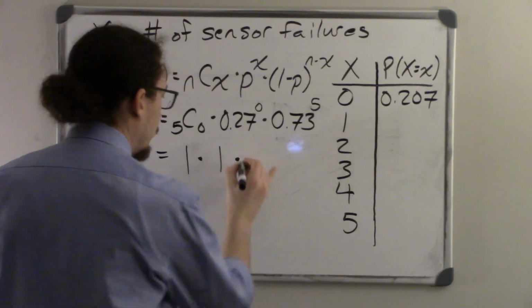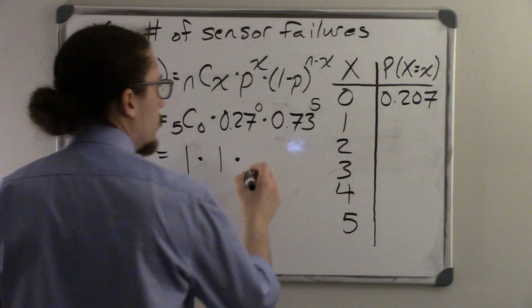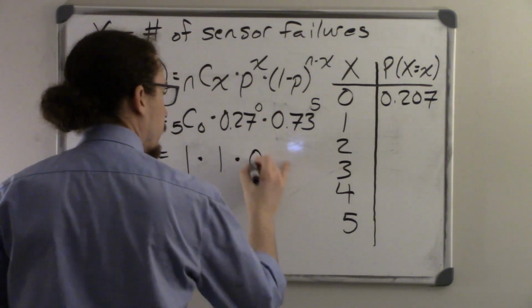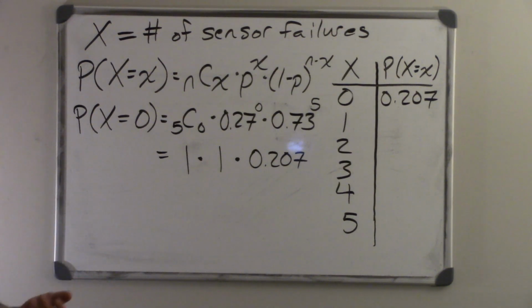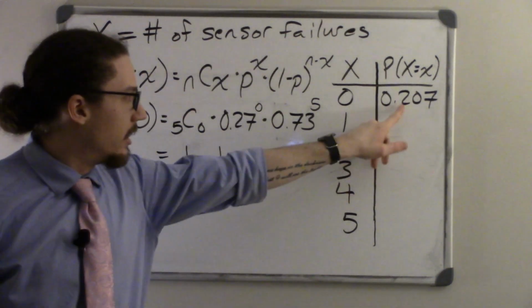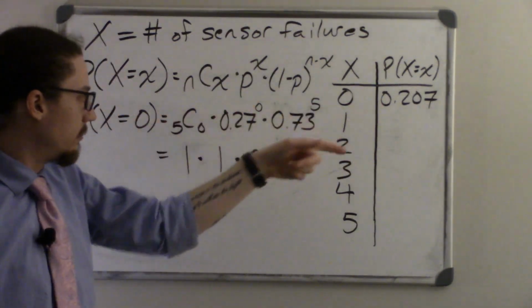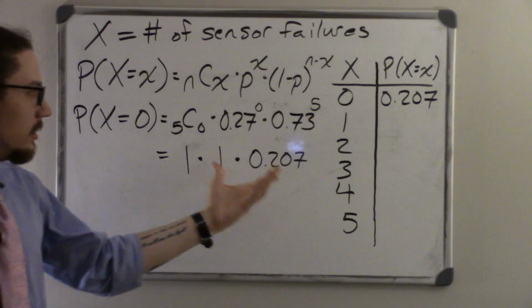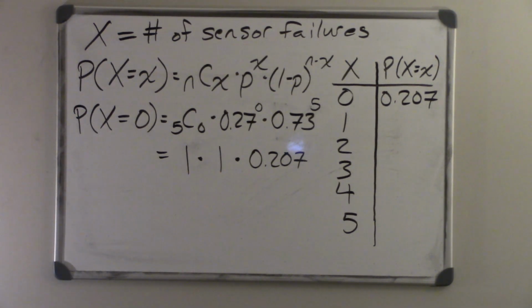Well, all that leaves is 0.73 raised to the 5th. If you just put 0.73 raised to the 5th into your calculator, you're going to get 0.207, which makes sense because obviously that has to be true if that is what we get from punching the whole thing in. Because 1 times 1, times whatever, is just going to leave us with that value.